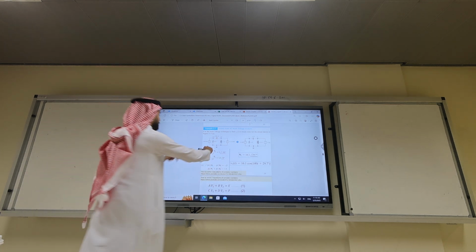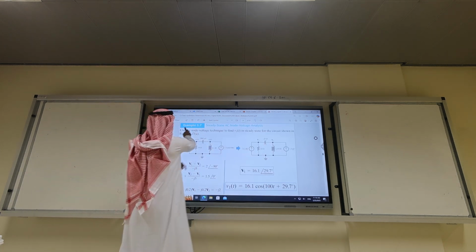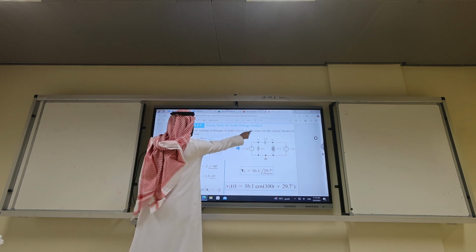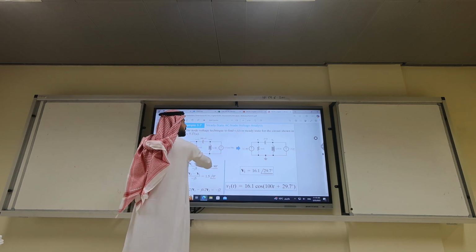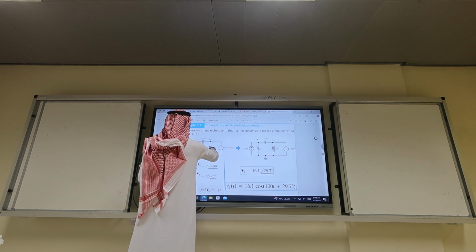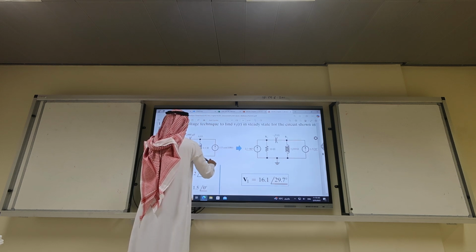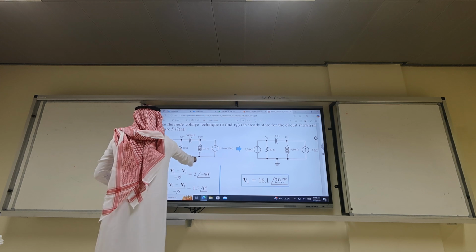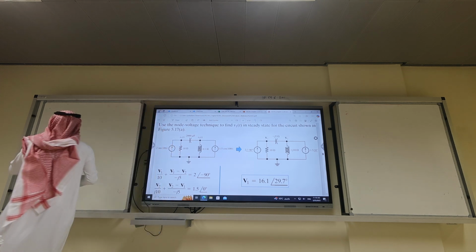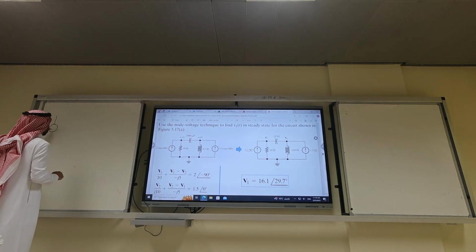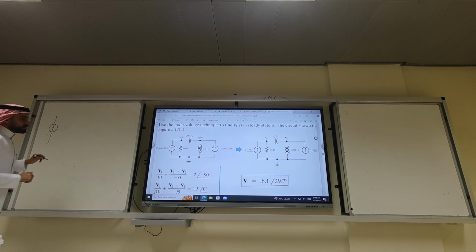So what do we have? Use node voltage technique to find V1. What is V1? This one. And of course V2. Now, Muayyad, your favorite problem. What's this current source? 2 cosine of 100. No, give me as a phasor. 2 angle minus 90.